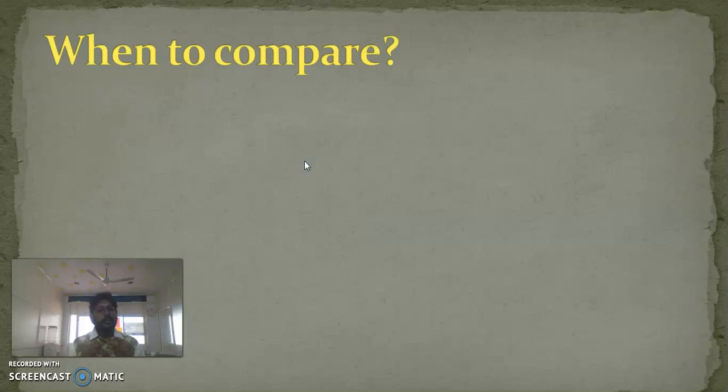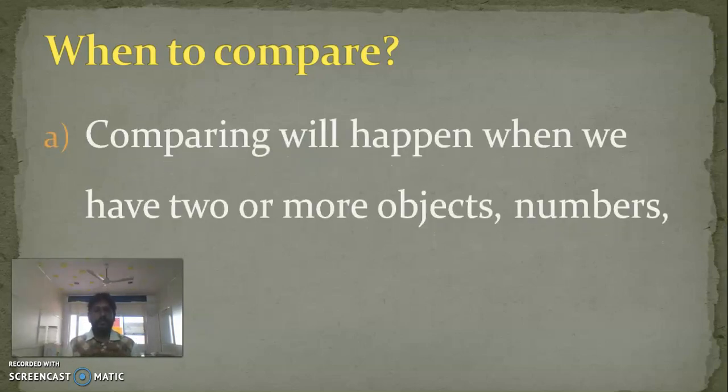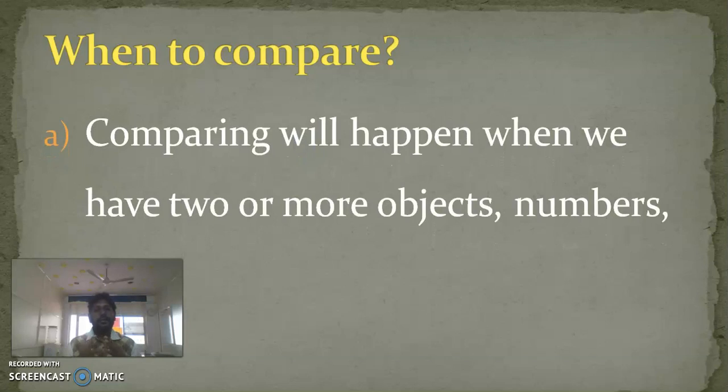When to compare? While going through the comparison topic, you will get a great idea of when to compare numbers. Comparing will happen when we have two or more objects, numbers, etc. This is the simple answer. At least two objects we need. If you have two objects or two numbers or any two things, then we can easily compare. Now see one example here.